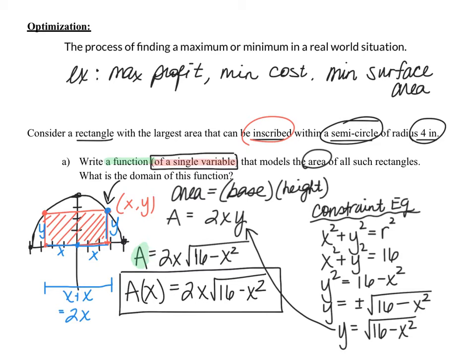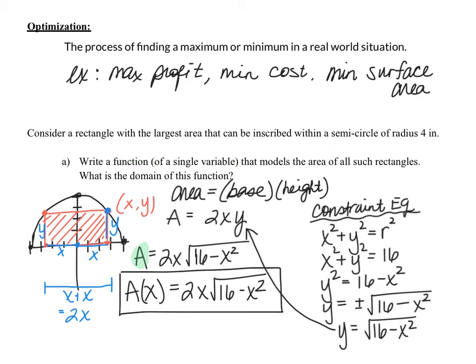And this will be my function of a single variable modeling the area of all possible rectangles inscribed in this semicircle. Now let me go back and discuss this constraint equation in a slightly different way. Because if you're a person that didn't immediately think about the equation for a circle, x squared plus y squared equals r squared, that's okay. You could also come back to your diagram and you could think of a little right triangle here. From the origin, if we travel to that point x y, we end up creating a right triangle. The base of this right triangle is x. The height of that right triangle is y. And then the hypotenuse of this right triangle is actually the radius of the circle. And we know that the radius is 4.